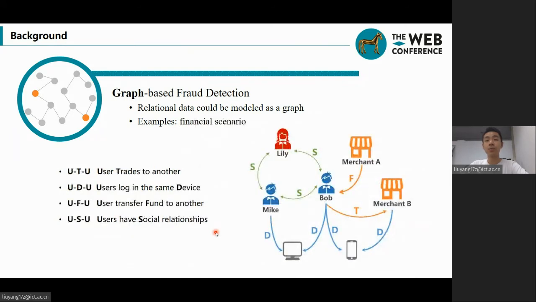Similarly, in the financial setting, financial users also have their relationships, such as social relationship, logging in on the same device, fund transfer, and trade.